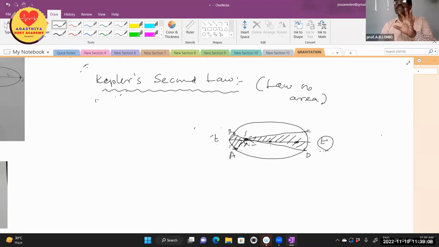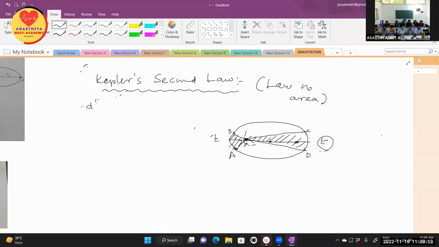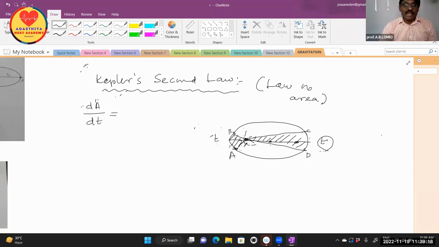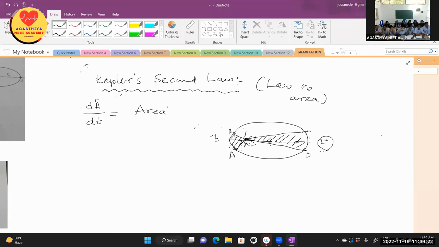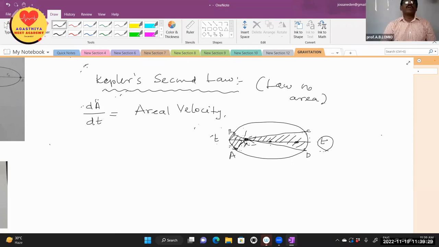Rate of change of displacement is nothing but velocity. Here, rate of change of area is nothing but the areal velocity. Understand? dA by dt is areal velocity. Now, another important point about Kepler's second law: angular momentum is conserved.